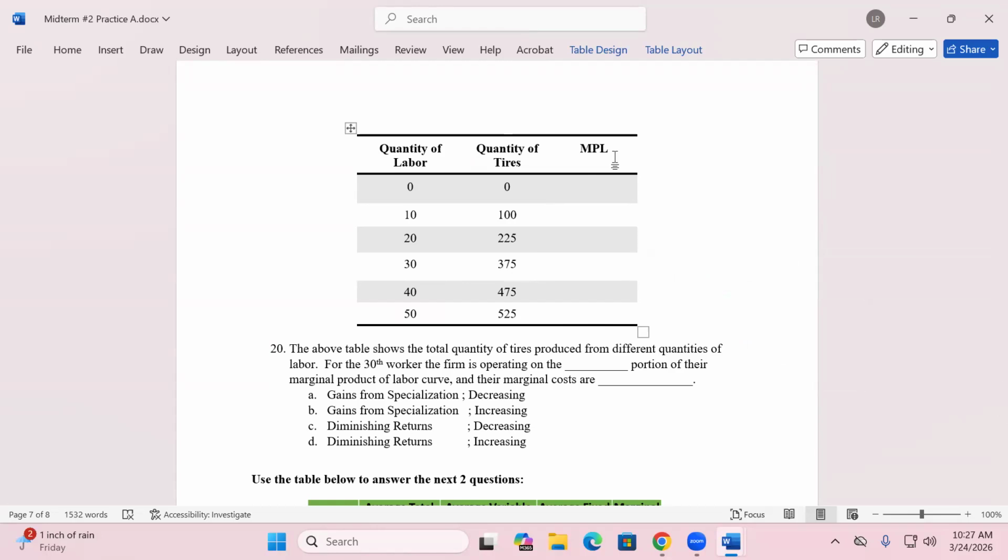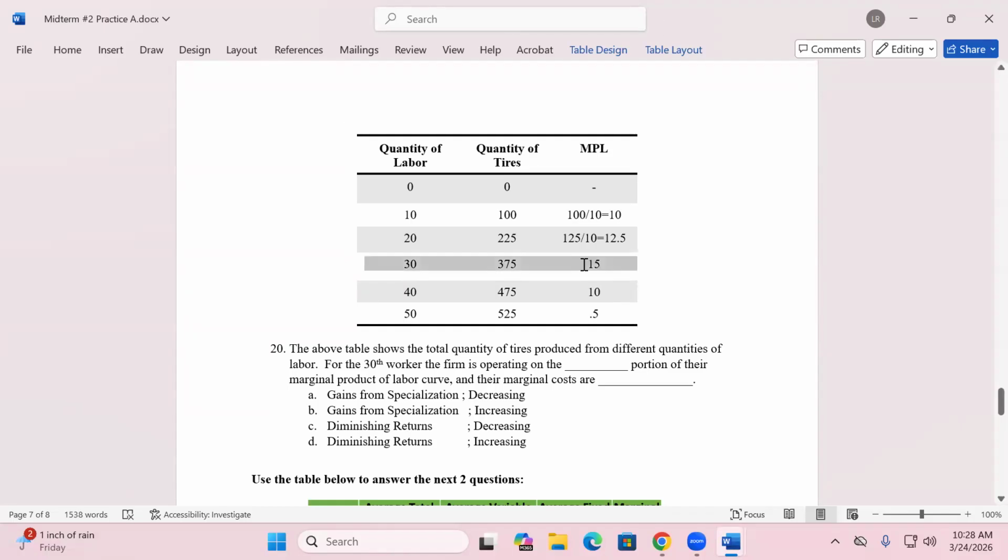So if I go from a quantity of 0 to 10, how much did my production change by? It went from 0 to 100, so 100 divided by how many more workers did I hire? So 100 over 10. Here, how much did output go up by if I went from 10 to 20 workers? 120 divided by 10. And then I keep going through this. So this is 150 divided by 10. This was 100 divided by 10. This was 50 divided by 10, right?